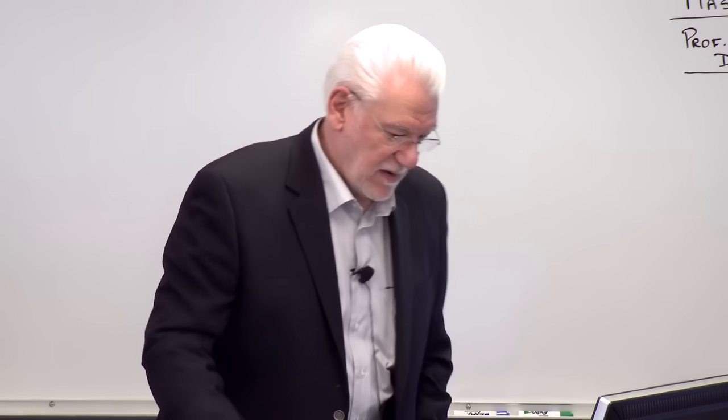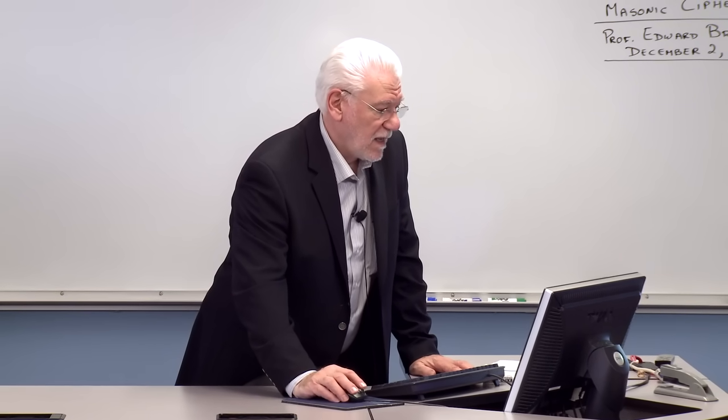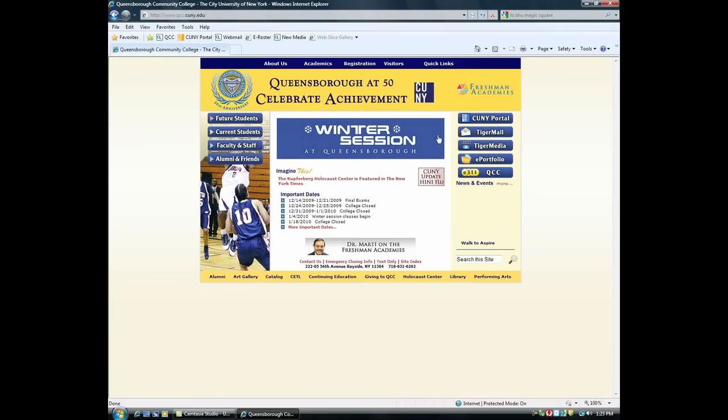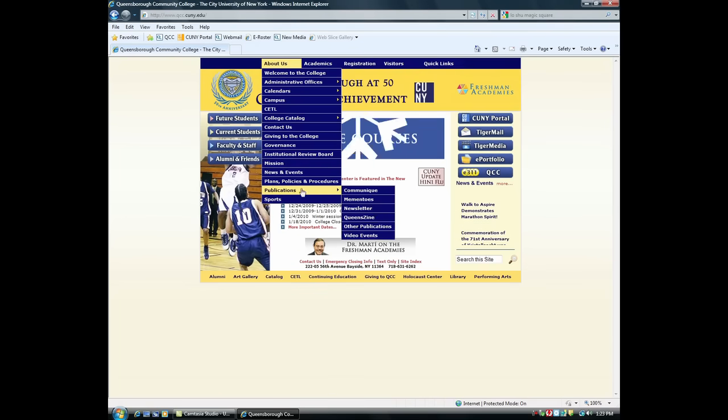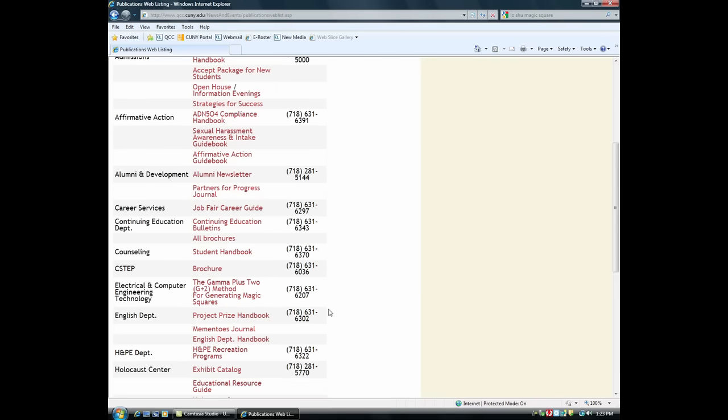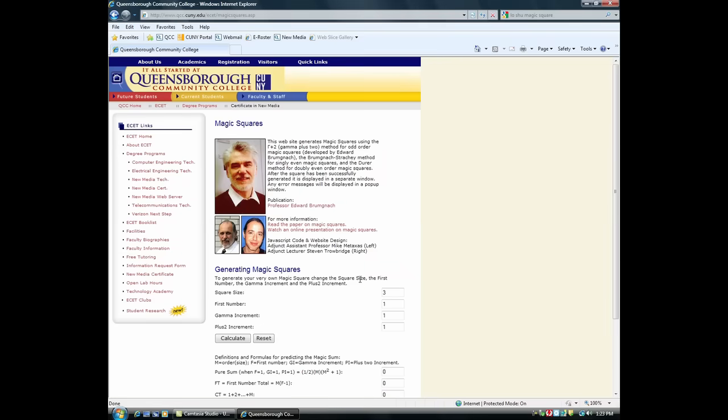Now, I wrote a paper on these magic squares, and I had a couple of people from here help me out. And what we did was we made a computer program. Okay, so I wrote the paper. Professor Metaxas over here, he wrote the code. And our technician, Steve Trowbridge, he did the layout.